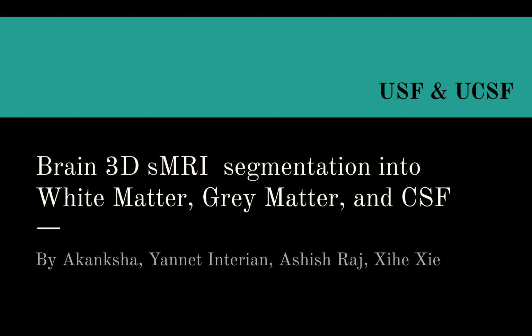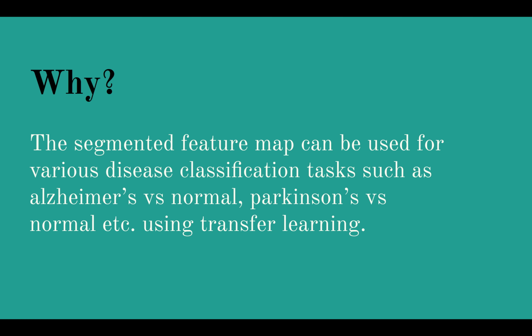First, let's talk about why this task. The segmentation will give us a feature map. The feature map is where each voxel in the brain sMRI is labeled as belonging to one of the tissue types: white matter, gray matter, and CSF. And these feature maps can be used for various other purposes.